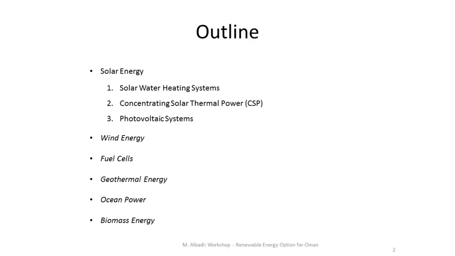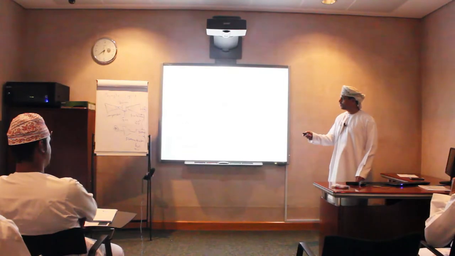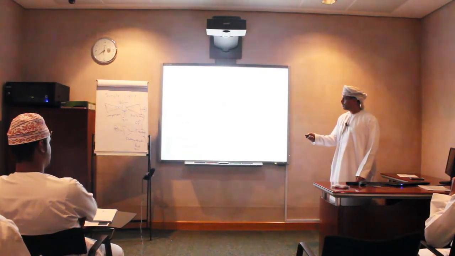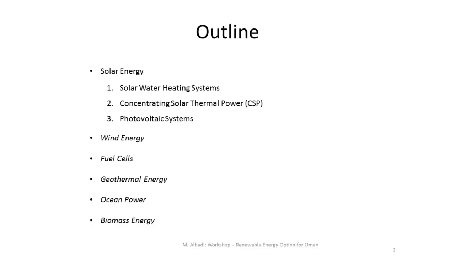So we have solar energy basically, wind energy, fuel cells, geothermal energy, ocean power, biomass energy. All of these are important, but more important in the context of Oman is solar energy and wind energy. Solar, we have different types. We are done with the solar water heating systems. Now there is what we call the CSP, the concentrating solar thermal power, and also the photovoltaic systems.